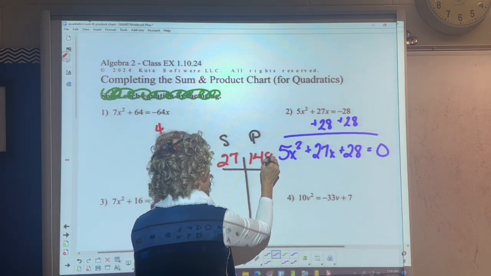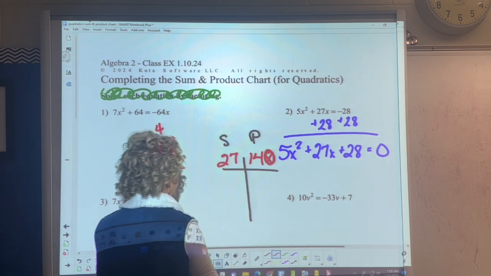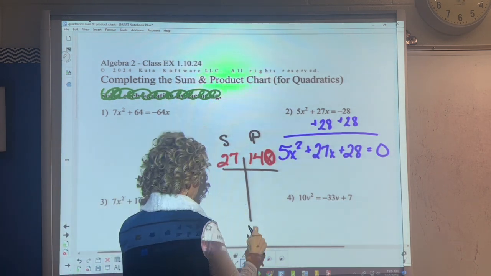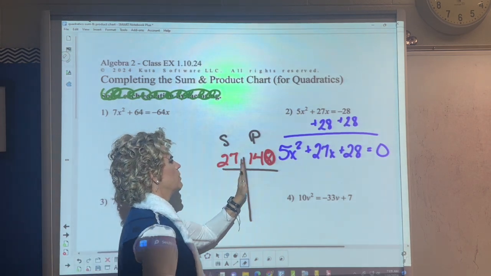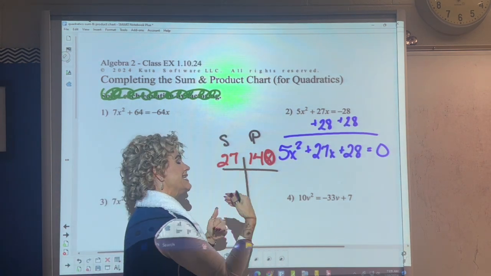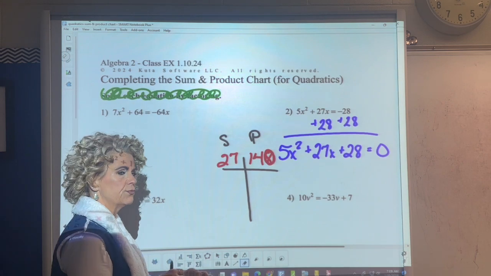I don't know where I got 148. I knew it was 140. Sorry about that. So, making up stuff, I guess. All right, so we have 27 and 140. The next step is to complete our sum and product chart.